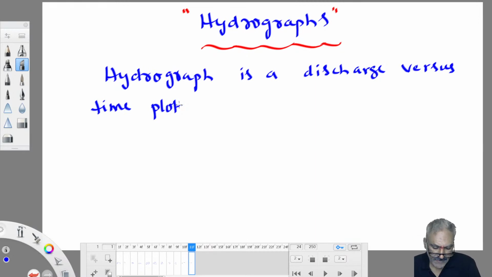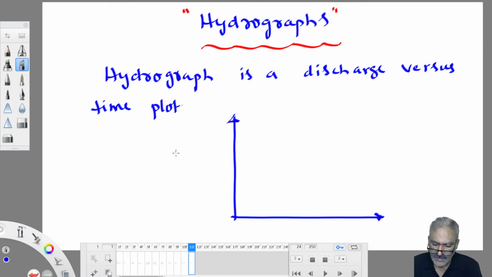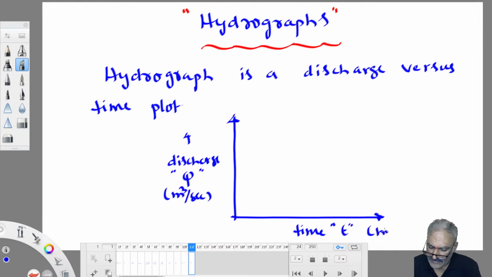Hydrograph is a discharge versus time plot. It is nothing but a discharge versus time plot. Discharge Q: normally we express discharge in which unit system? Meter cube per second. Time T: we express it in which unit? Normally in hours here. Discharge versus time plot. In what way is it linked to this topic, the runoff component? That's what you need to learn.